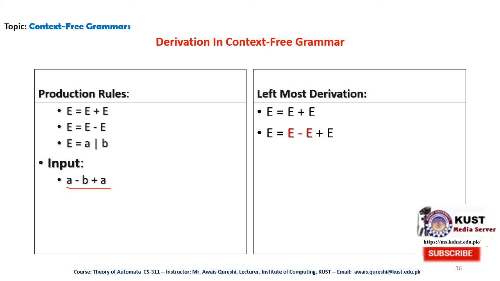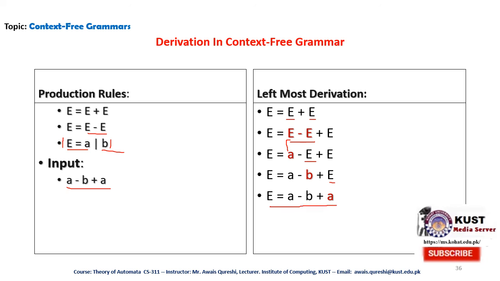Here you can see that this is the right part and this is the left part. Here we replaced E with E minus E, and for this part over here we use the second rule. After that we have replaced E with A, this part. This is called leftmost derivation. And then we have replaced E with B, this part again. And then we have used the last rule multiple times. So in this fashion we come to the end.